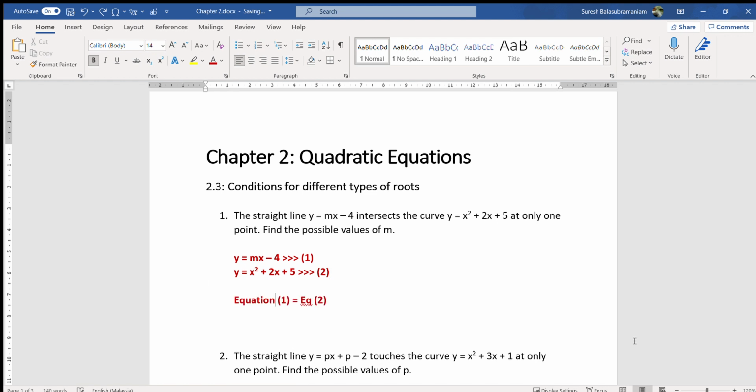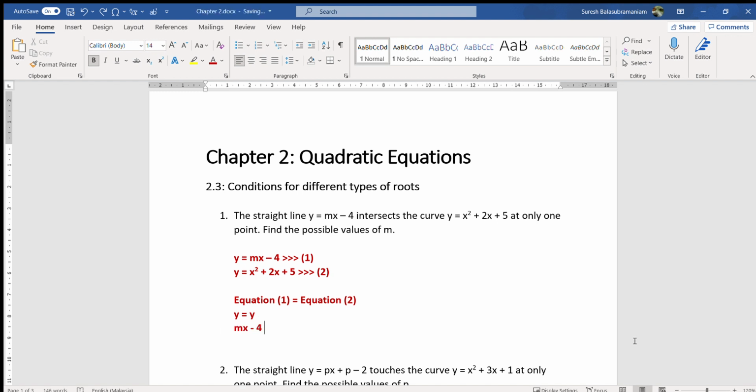I can say equation 1 equals equation 2. Why? Because both equations start with y, so we can equate them. To be clearer, I can write y equals y. The first y is from equation 1 and the second y is from equation 2. But you can skip that, as it's an extra step. So the first equation is y equals mx minus 4, and the second equation is x squared plus 2x plus 5.